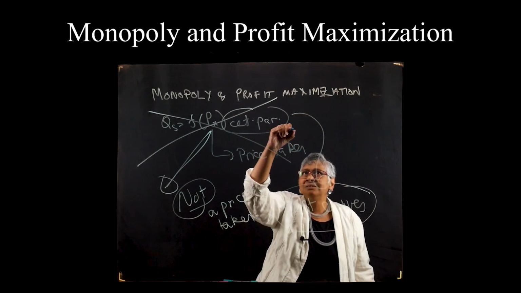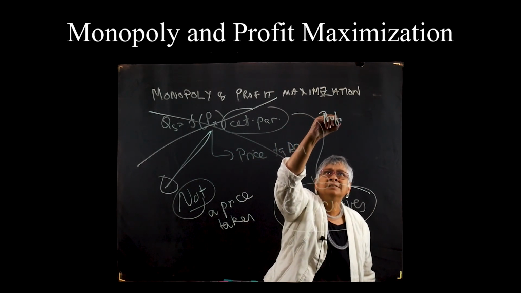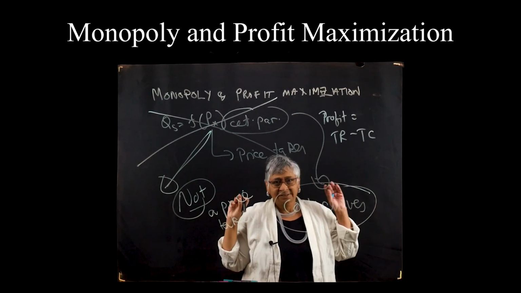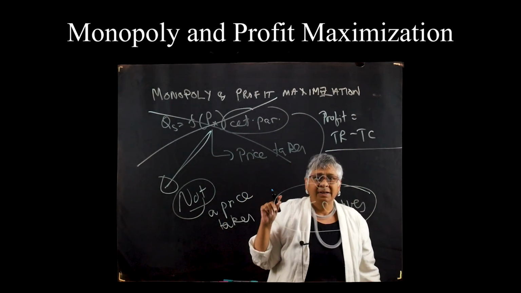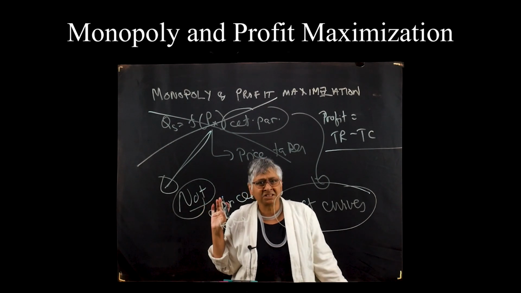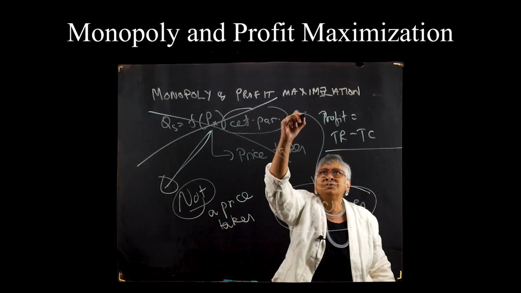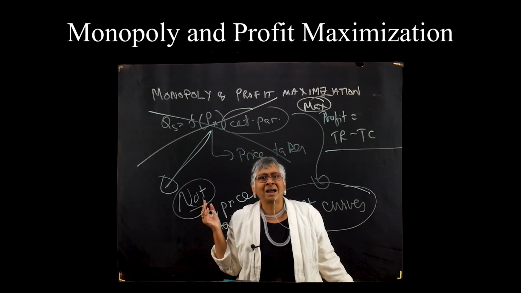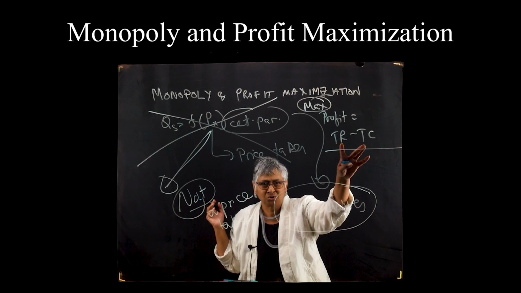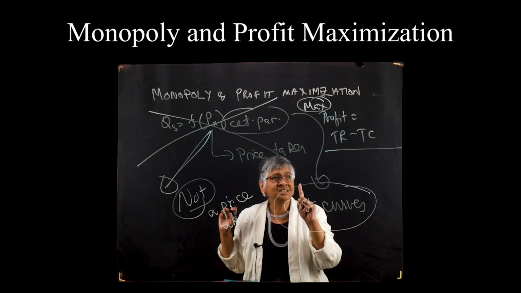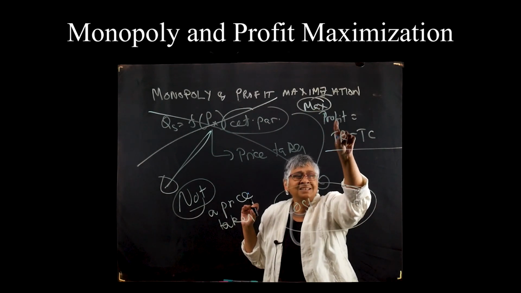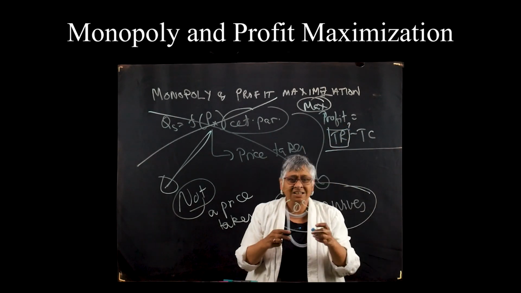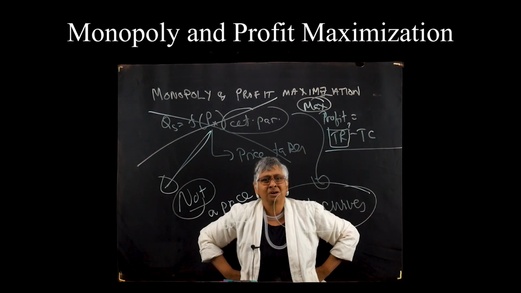So to remind you, profit is equal to total revenue minus total cost. Still the same. A monopolist is a firm. It's a profit maximizing firm. It's going to maximize profits, which is, it's going to maximize that distance between total revenue minus total cost. Still that same. What's different? This is the same. That is the same. This I have to adjust because the monopolist is no longer a price taker.